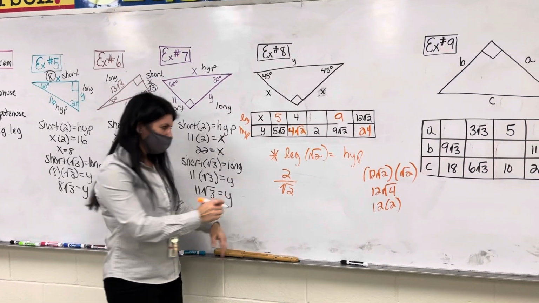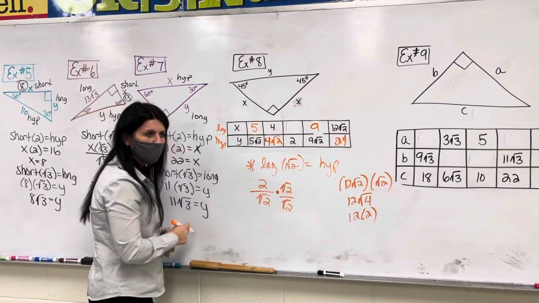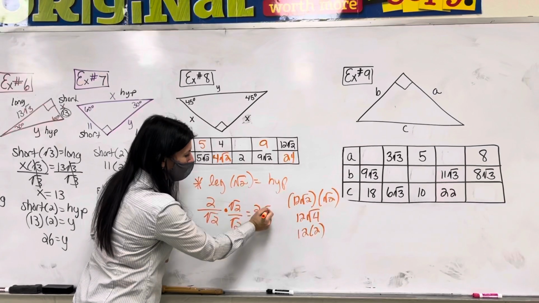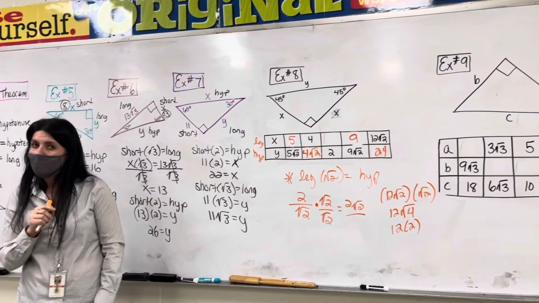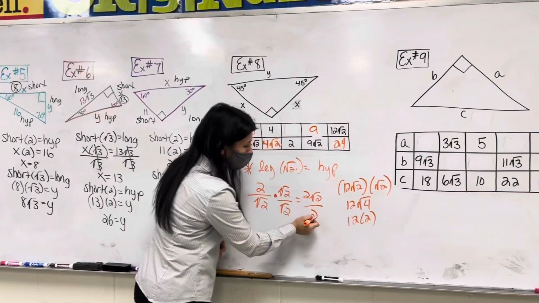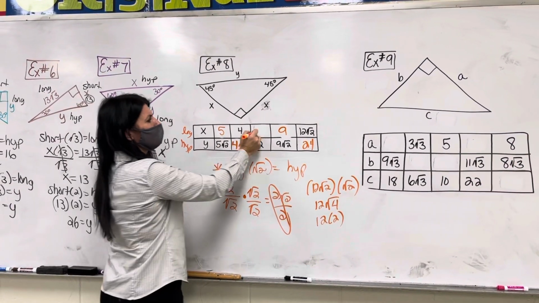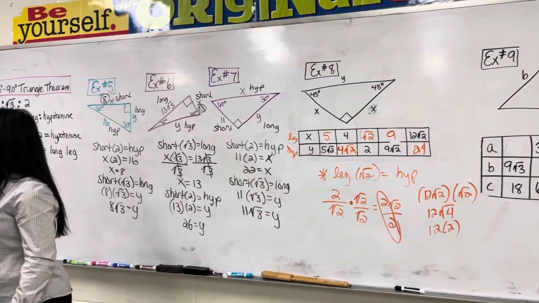Multiply by 1. Multiply by the square root of 2 over the square root of 2. Top times top. Bottom times bottom gives me the square root of 4, which is 2. These 2's cancel out, and I get square root of 2. Did I hear somebody have a question? You guys have a question?